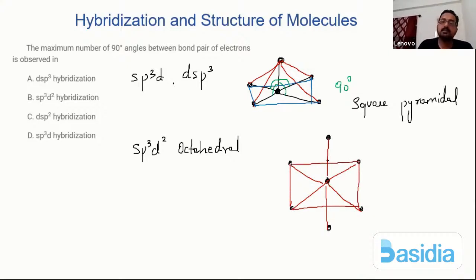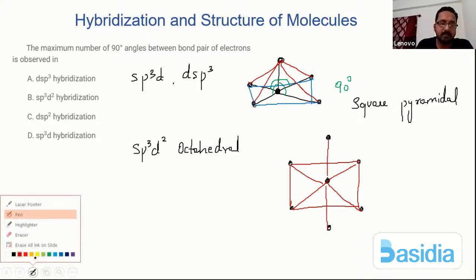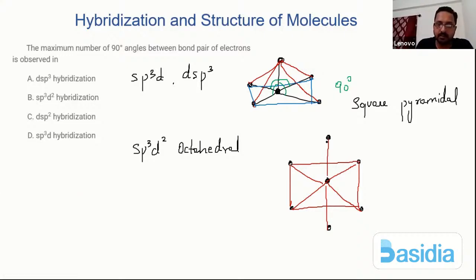Okay, so this is my octahedral geometry. Let me again connect it over here. So if I try to connect it, yes, I'm just going to connect the top part. Okay, I have just connected the top part.